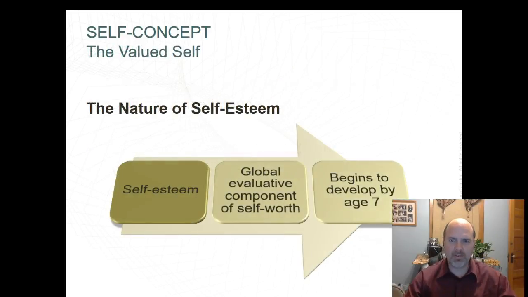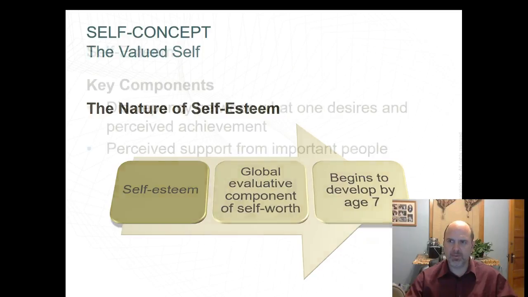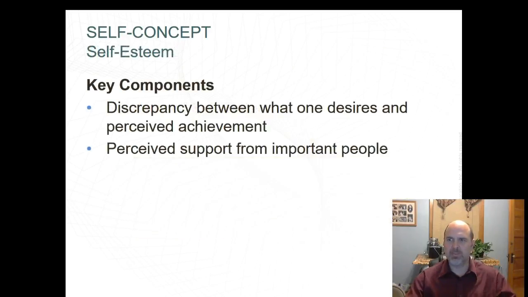Self-esteem, on the other hand, is how a person feels about themselves, and it begins to develop around age 7. It is their self-worth, how they believe in themselves. Key components of self-esteem are the amount of discrepancy between what a child desires and what a child thinks he or she has achieved, and the overall support the child receives from important people, especially peers and parents. Self-esteem is stable in the short term, but somewhat less so over periods of several years.